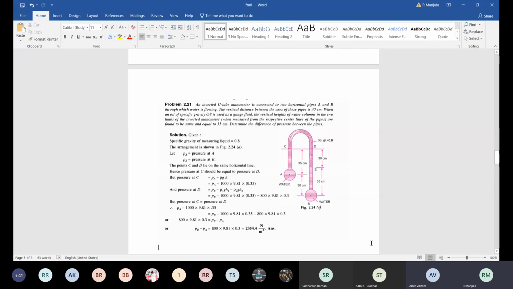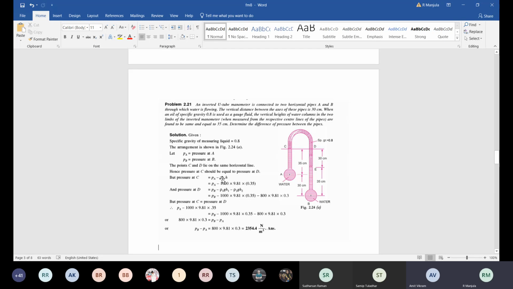Ma'am, in this problem, why is it mentioned that pipes A and B are horizontal? Where are they horizontal? Here they are vertical. Where is the horizontal pipe? The pipe is horizontal only, this is only the manometer, which has other liquid with specific gravity 0.8. I will show you.